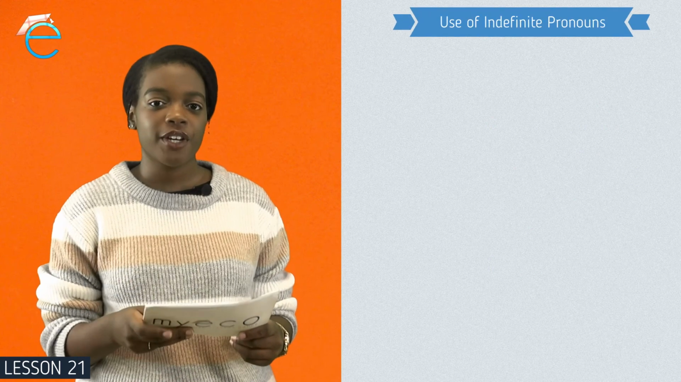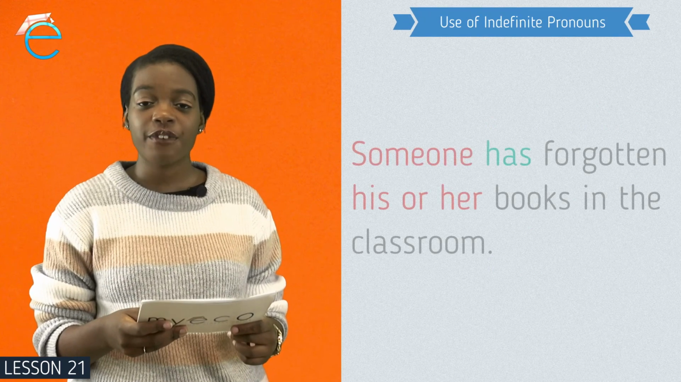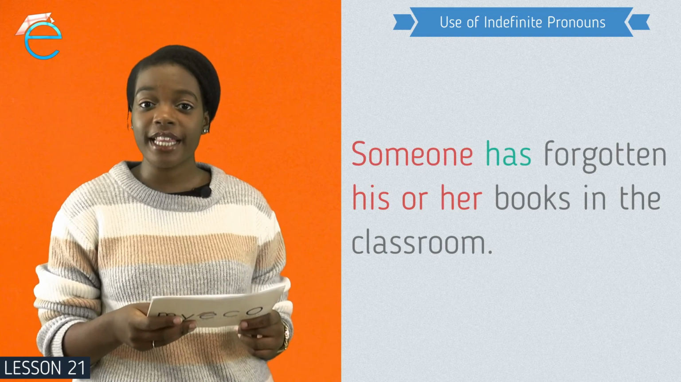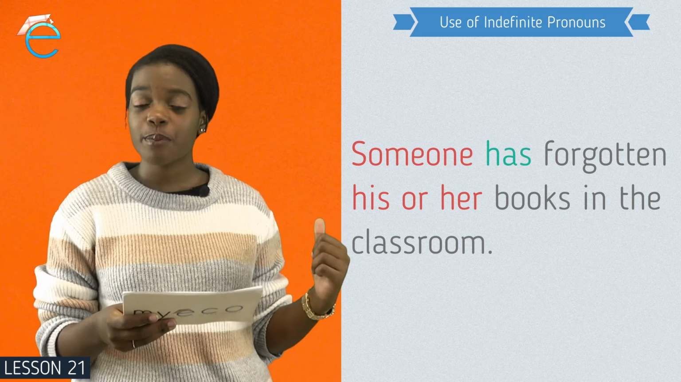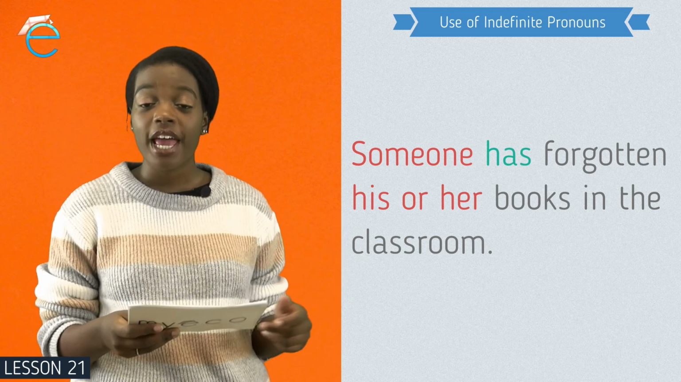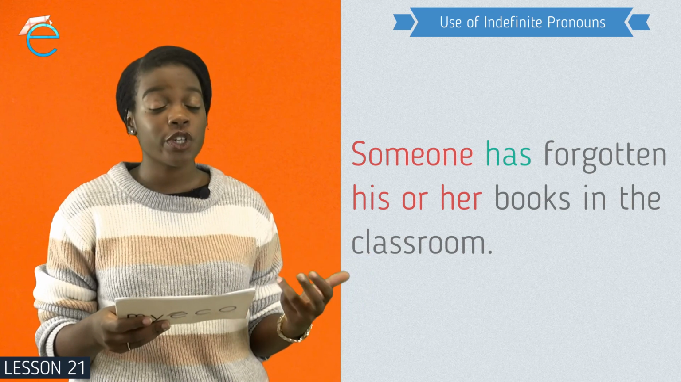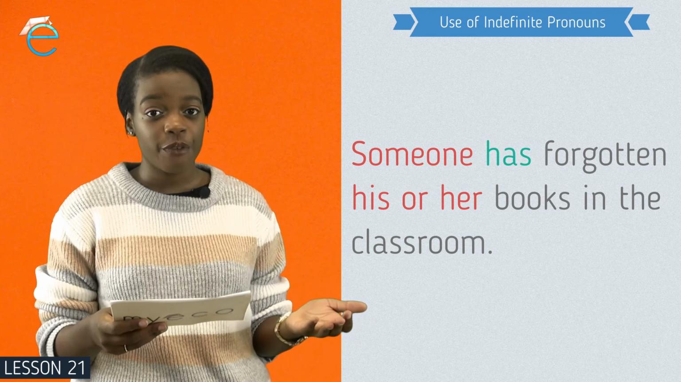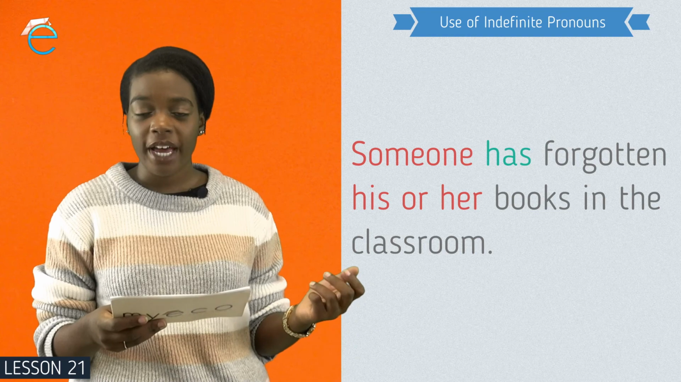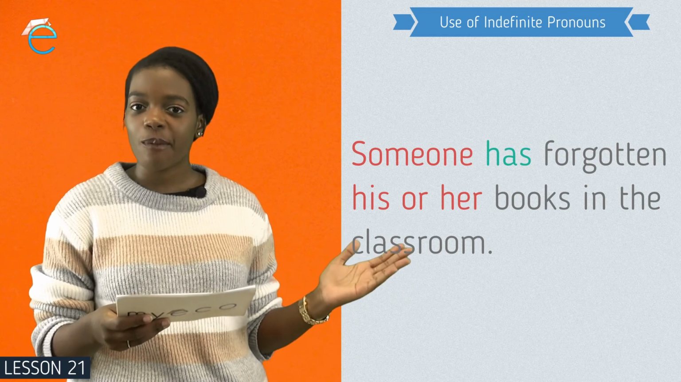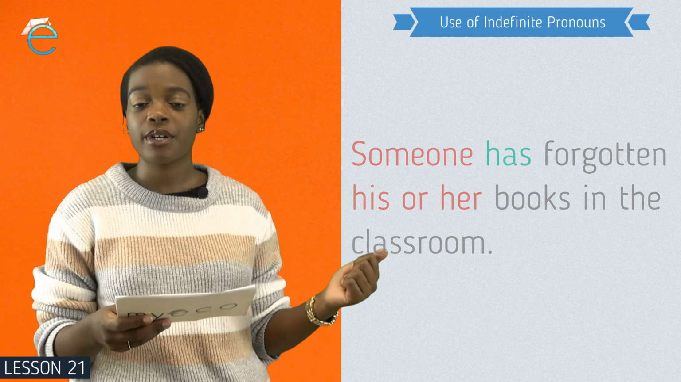Our first example here says, someone has forgotten his or her books in the classroom. Now, someone has because someone is singular, his or her books because we don't know what the gender of the person is, if it's a girl or a boy, and that's why we have that particular sentence. Someone has left his or her books in the classroom.